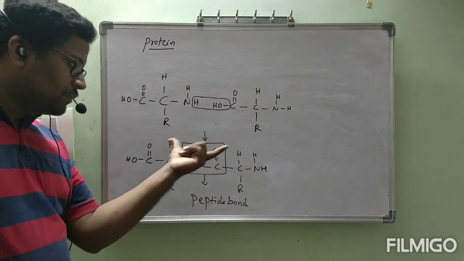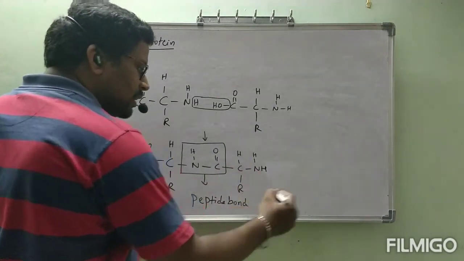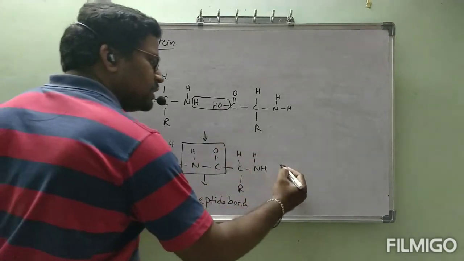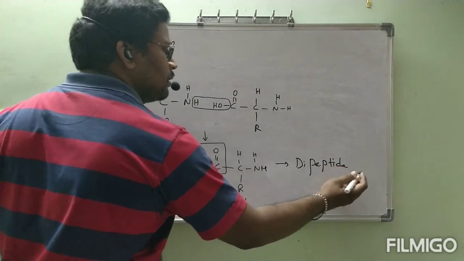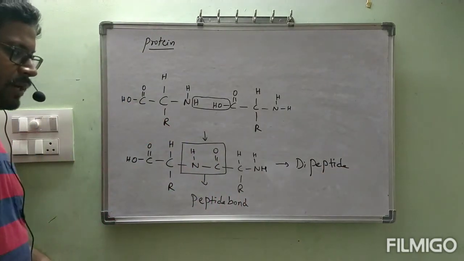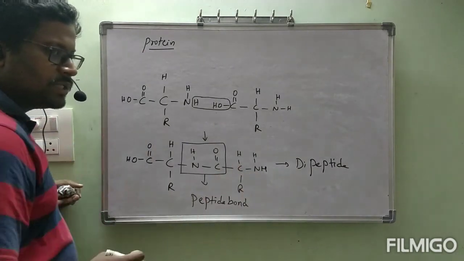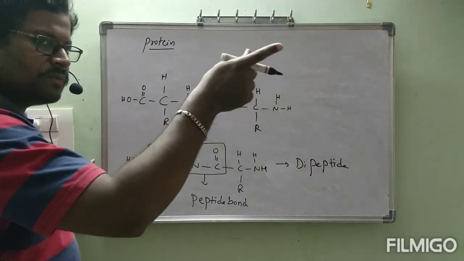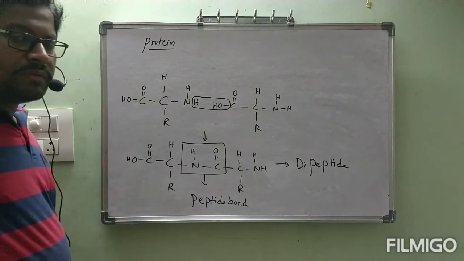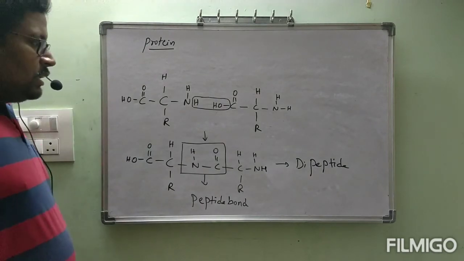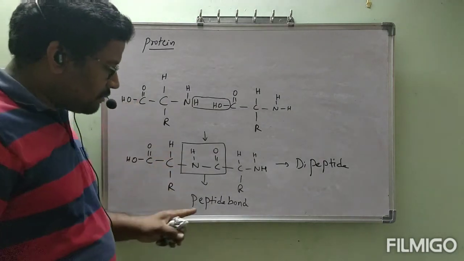But I limited it to only two molecules. So simply this is a polypeptide, and this total molecule is called dipeptide. Between two amino acid molecules, one peptide bond is there. Between two sugar molecules, we have glycosidic linkage. Like that here, this is peptide bond.